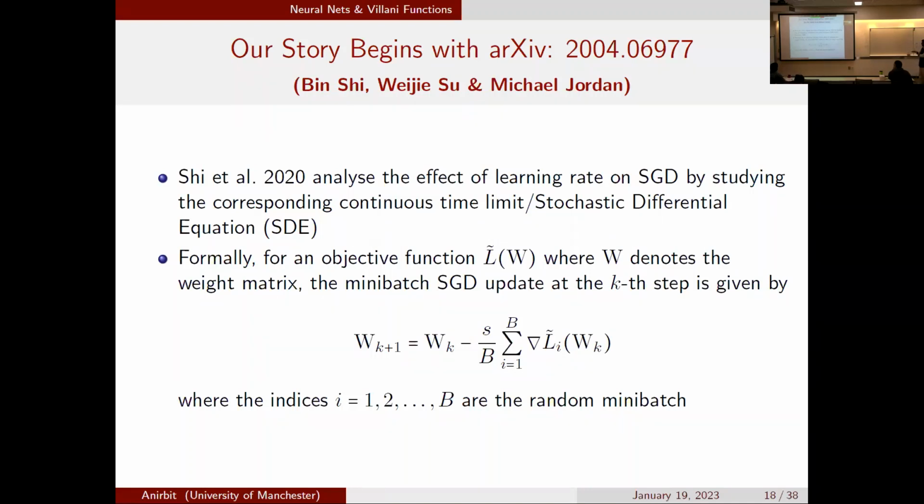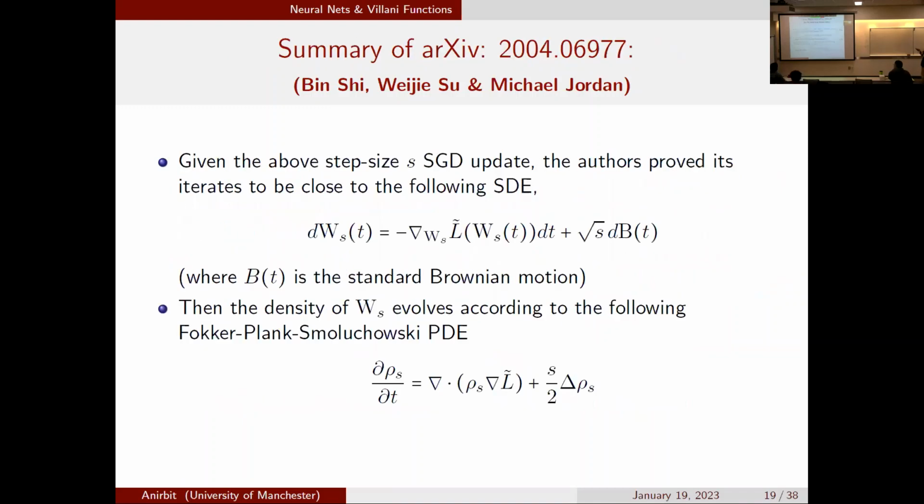And they studied this particular form of the SGD, which is the very standard form with step length s. You're sampling a mini batch, computing the gradients of the mini batch points, and changing the weights by it. And they pointed out that you can write down an SDE which was provably close to the SGD that you saw in the last slide.